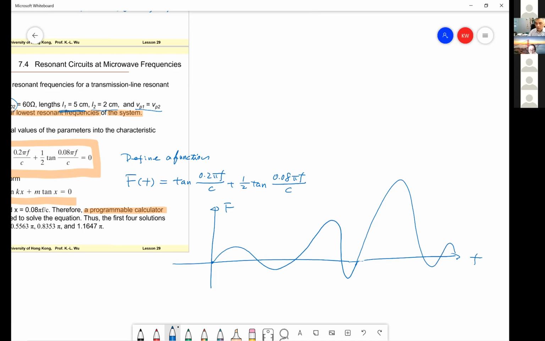Okay, the function looks like this. In this case, you just find this is f01, this is f02, f03, this is f04. If you'd like to find more, you can find 5. Okay, so once you plot this function, you have many ways you can find the roots, right?